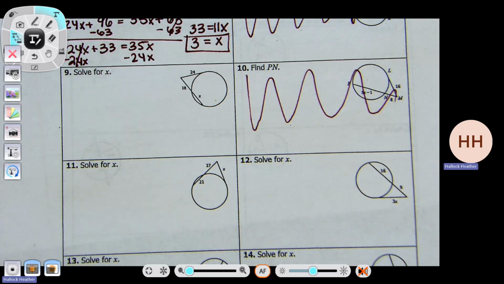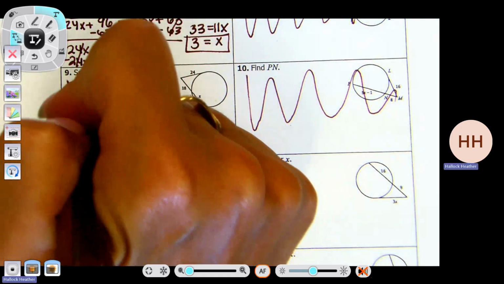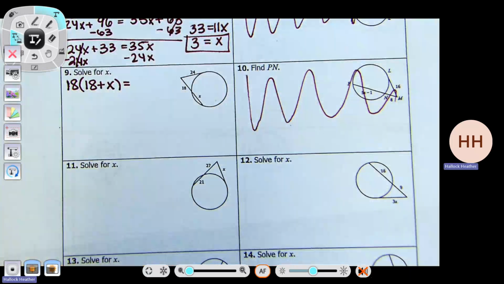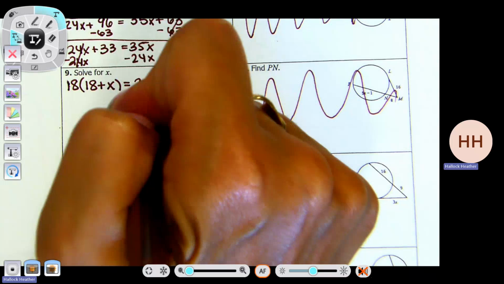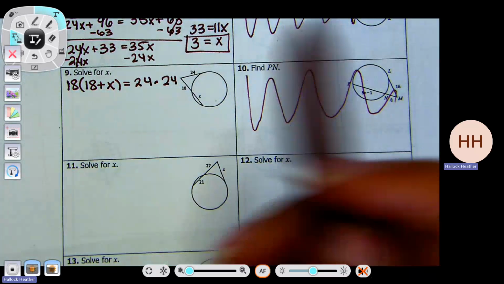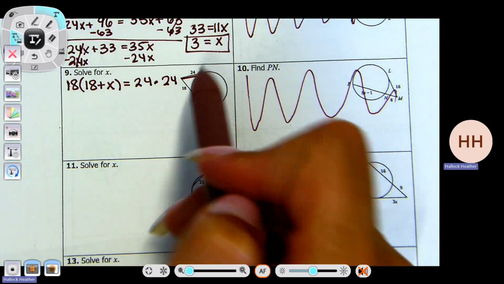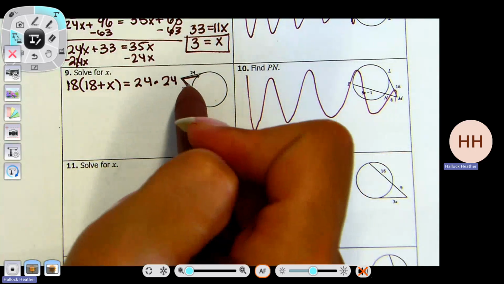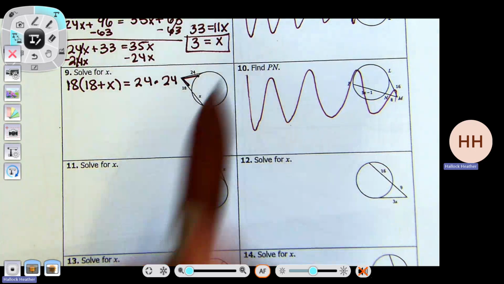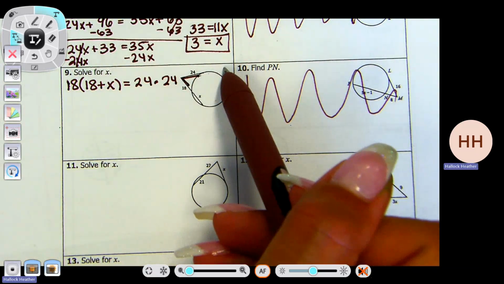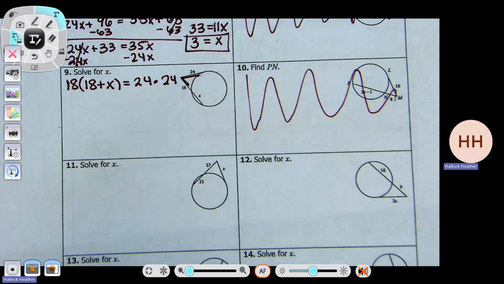This one's the last type, but it's the same thing. So what's something on the outside? 18. And then what am I multiplying by? 18 plus x equals what's on the outside? 24 times what? 24. So the thing is, you're always doing the outside multiplied by the entire length of the line. 24 has nothing to add to it, so it's just 24 times 24, just like we did 18 times 18 plus x. When you have just a tangent line, a tangent just touches in one spot, there's no continuation of it. We're just doing that times itself.